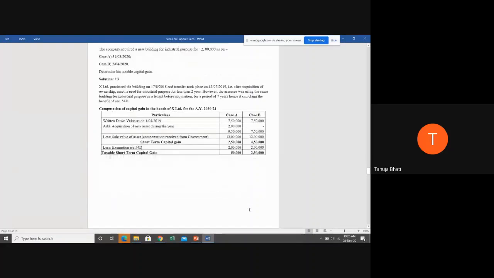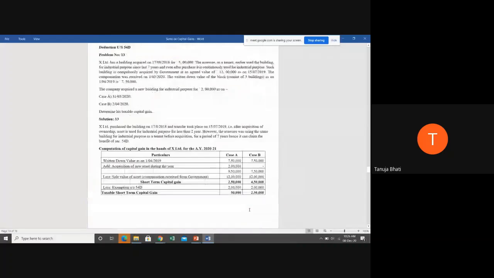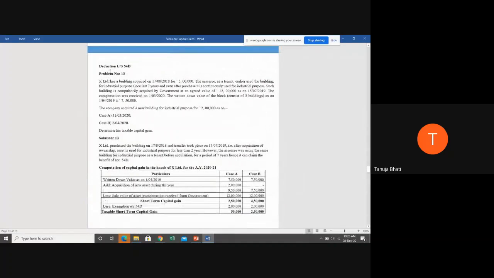So students, is this sum clear? Did everyone understand section 54D? Remember this deduction. This deduction you will get.